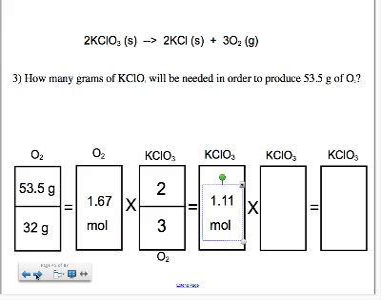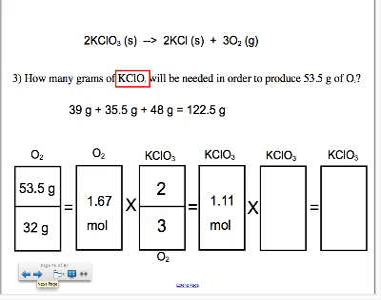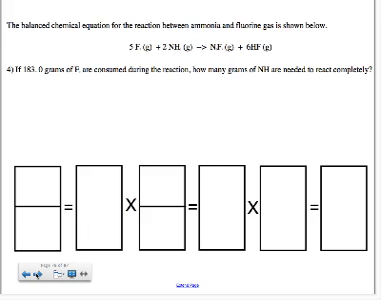So 1.67 times 2/3 is 1.11, and I need to multiply 1.11 times the mass of potassium chlorate, which we worked out before, is 122.5. So that goes in this box here. That's the molar mass of your unknown. Number of moles times molar mass of the unknown to get that last box, which is 136 grams, rounding it to 3 figures for significant figures.